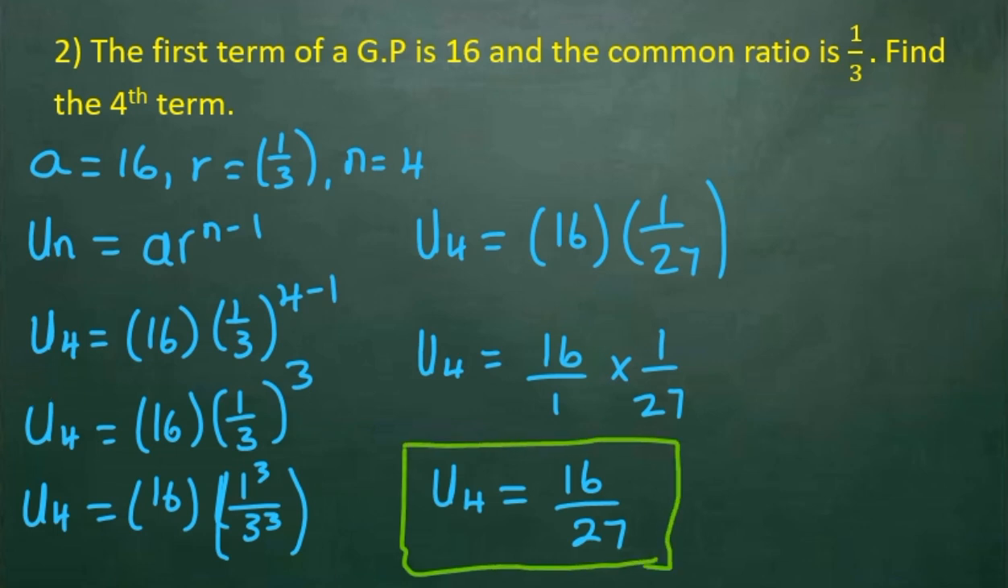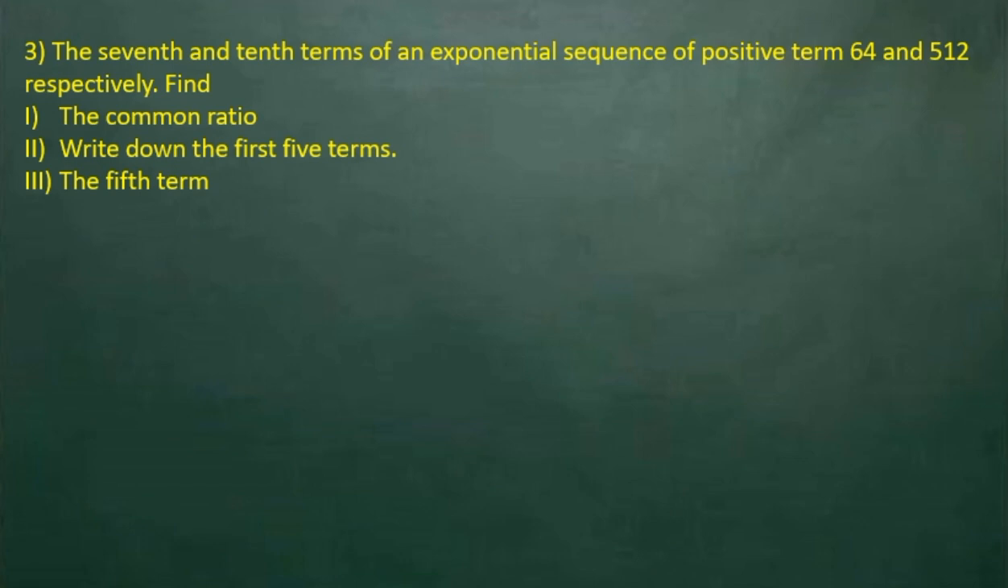Now let's take a look at another illustrative example. In this question we have the 7th and the 10th terms of an exponential sequence of positive terms, 64 and 512 respectively. Find the common ratio. Write down the first 5 terms of this GP and find the fifth term.